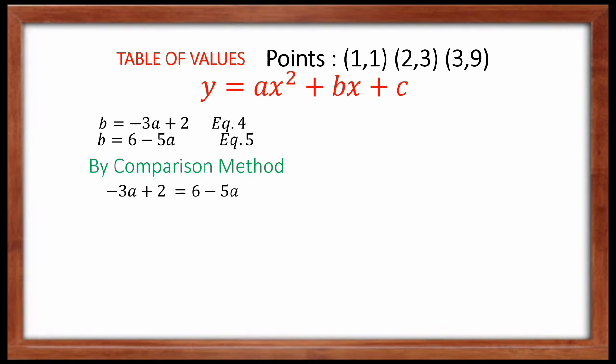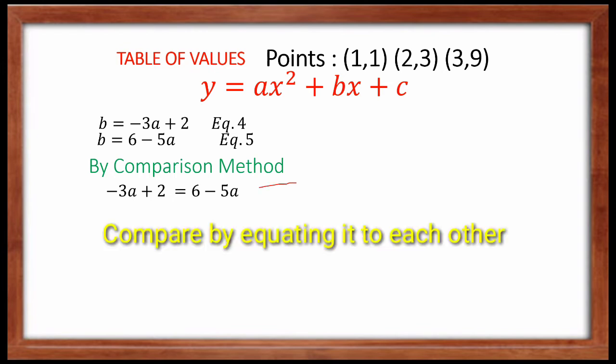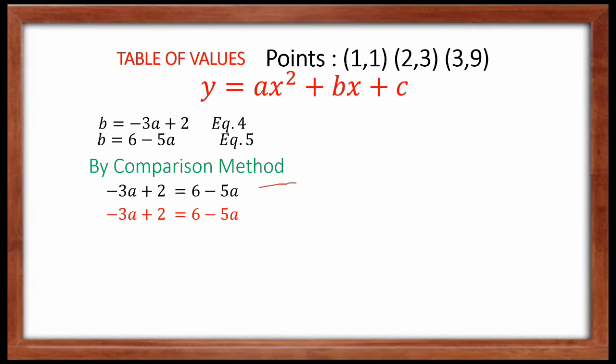Ano ba ang tinatawag natin comparison method? Kino-compare natin kapag meron tayong magkaparehas na variable at merong magkaibang value. Again, ang ating first value ng B, negative 3A plus 2, at ang second value ng B ay 6 minus 5A. Iko-compare ngayon natin ito. Okay, negative 3A plus 2 equals 6 minus 5A. Then, we're going to compare it.